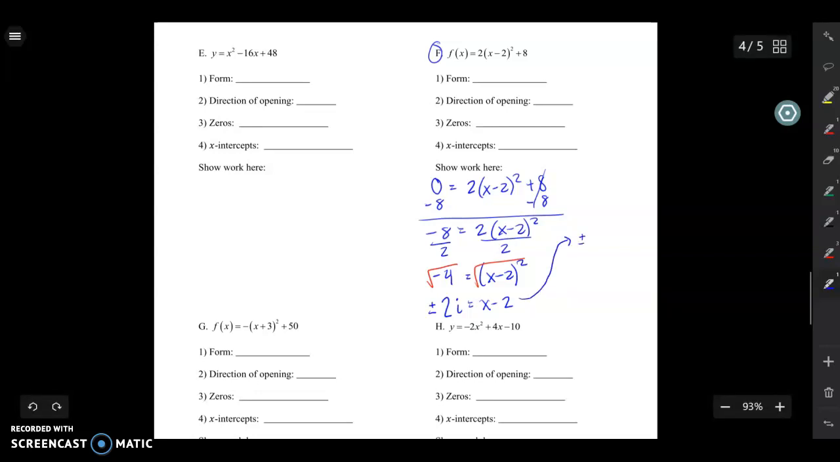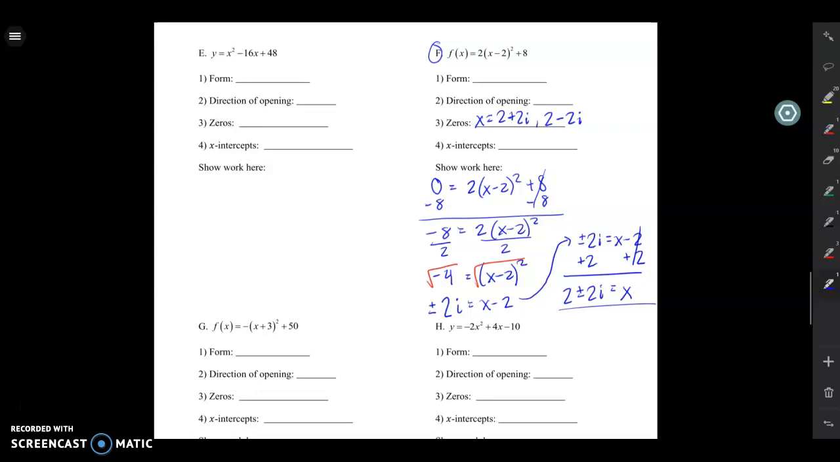Okay. I'm going to continue the problem up here. Again, I want to get that x by itself, so I'm going to add 2 to both sides. And I'm going to get 2 plus or minus 2i equals x. Okay. So these two numbers really are my zeros. I have x equals 2 plus 2i and x equals 2 minus 2i. Now, since both of these zeros are imaginary, it means that I don't have any x-intercepts. Okay, so I'm just going to put none. Don't put 0 or anything, just put none if there's no x-intercepts.